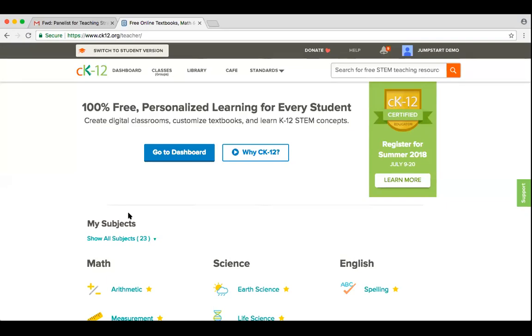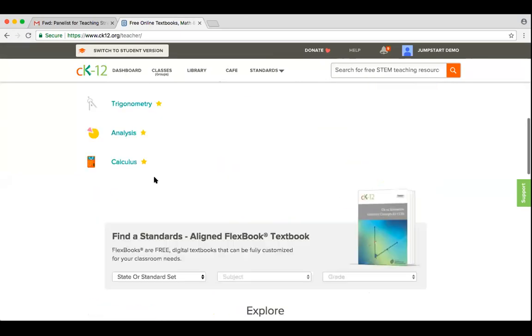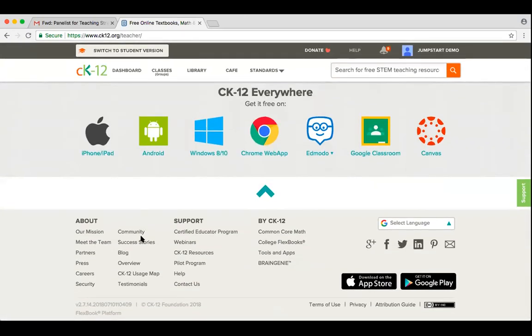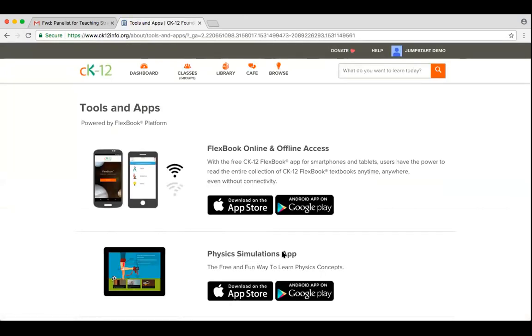Great. I've just covered a lot of information, and I will try to clarify it as much as possible. One thing I encourage you to do is go to the very bottom of the page, and down here, you're going to see tools and apps. This is where you'll find direct links to the App Store and the Google Play Store. The first one you'll see is our FlexBook app, which allows for offline usage of our FlexBooks. This can be CK-12 FlexBooks, but also any community-contributed FlexBook or a FlexBook that you customize yourself.